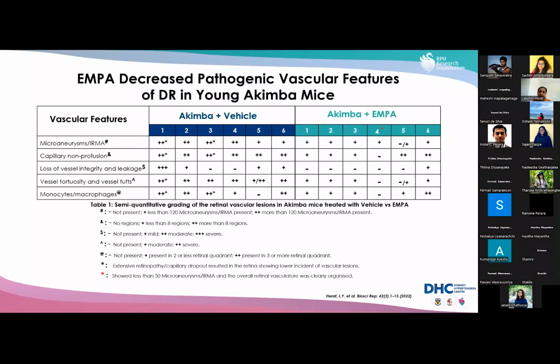However, with the treatment of EMPA, there was a considerable reduction in these retinal vascular lesions, as indicated by the single plus mark or the negative symbol. This indicated to us that the SGLT2 inhibitor EMPA decreased the rate of development of diabetic retinopathy in this Epstein-Barr mouse model.